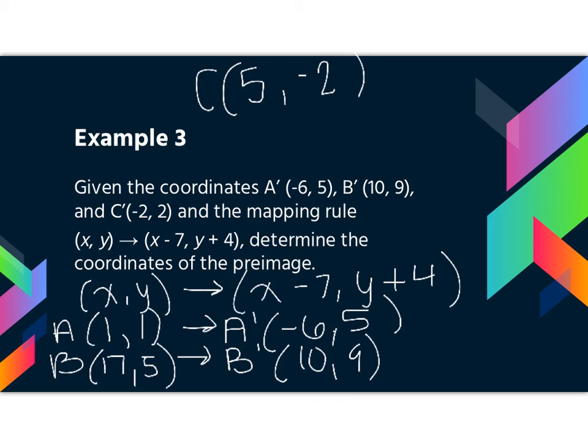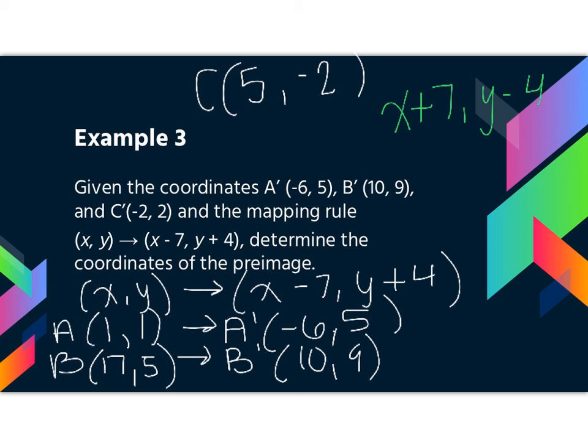So we just used the mapping rule and worked backwards, and just thought about what minus 7 gives us our image x value and what plus 4 gives us our image y value. But we really could have just reversed our mapping rule. So if we did x minus 7, y plus 4, to get back to where we started, we could just do x plus 7, y minus 4, and solve.